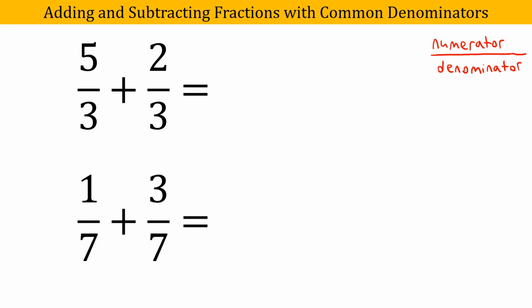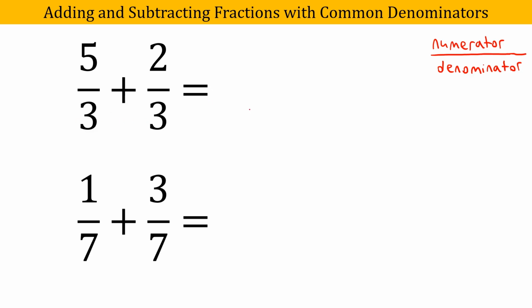Hi class, in this video I'm going to show you how to add and subtract fractions with common denominators. If you don't remember, the denominator is simply the bottom number of a fraction. In this case, the denominator for 5 over 3 is 3, and the denominator for 2 over 3 is 3. The rule for adding and subtracting fractions with the same denominator is simple.